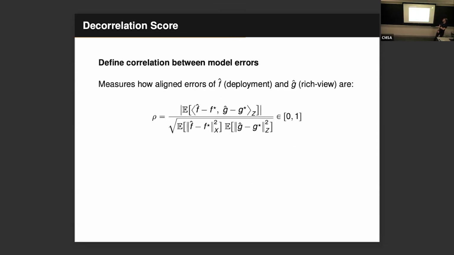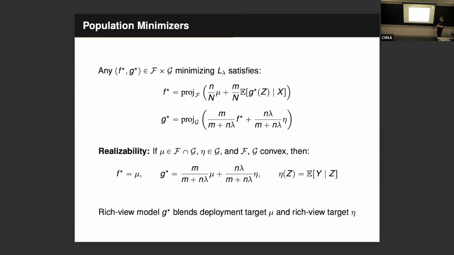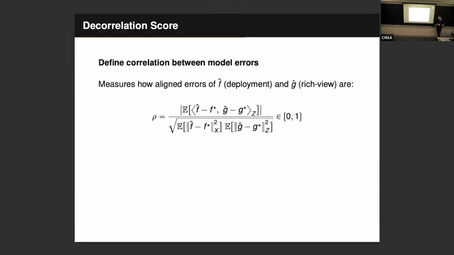Okay, so now I want to introduce a quantity that's going to determine the quality by which these additional unlabeled samples and this side information can help the prediction for y given x. Let's introduce this quantity, which is the correlation between the two model errors. This is the correlation between the error of my deployment model and the error of my rich view model, the model that I'm using to form these pseudo labels.